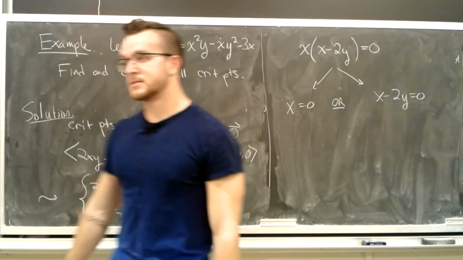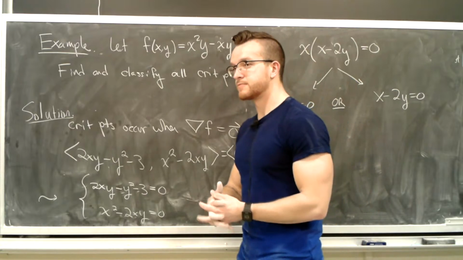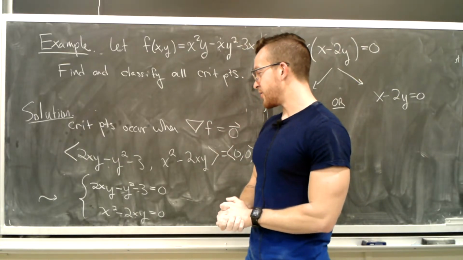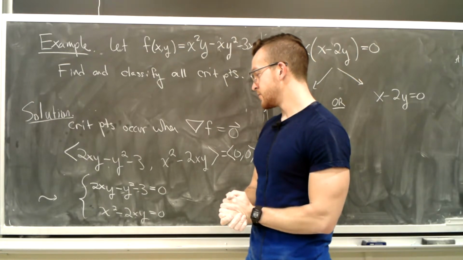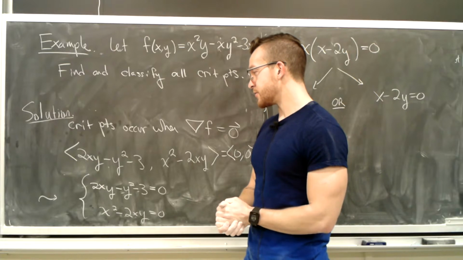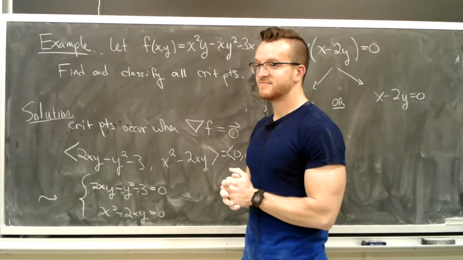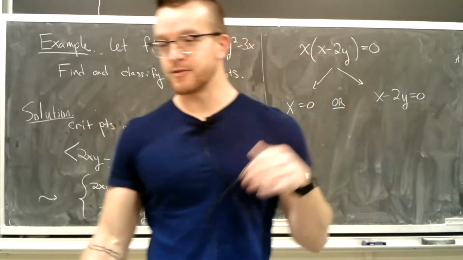I started off by noticing each equation had a 2xy. Yeah, they both have a 2xy. You'd get something like x squared minus y squared minus 3 is 0. That's not wrong, but it may not be super helpful.